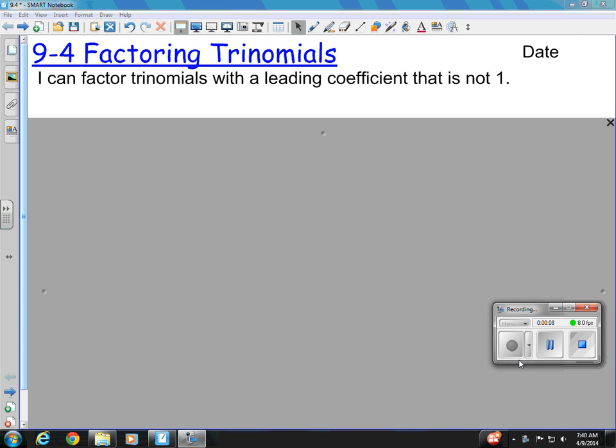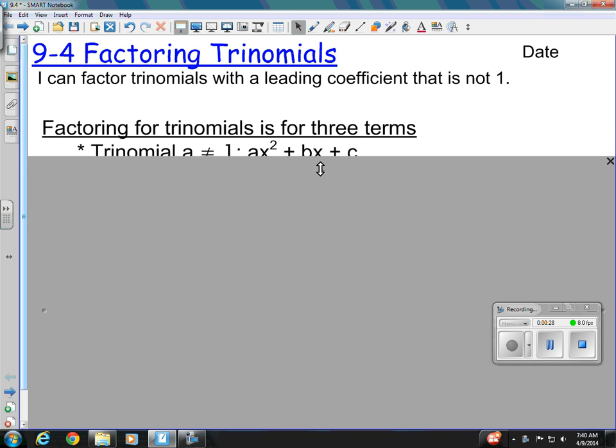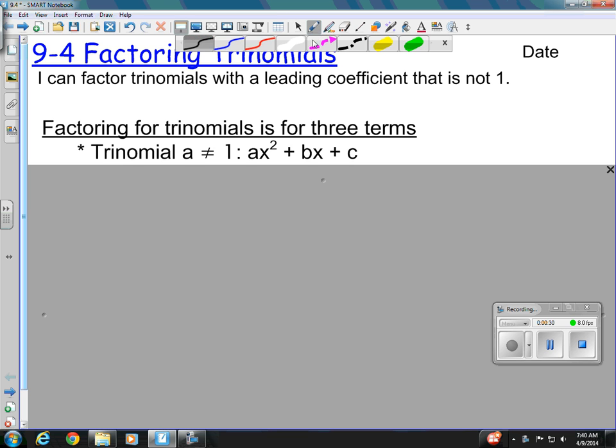And our target for today is that I can factor trinomials with a leading coefficient that is not 1. So far when we factored trinomials, they all had a leading coefficient of 1. Today they're not. So factoring trinomials is once again for 3 terms. The ones we look at today, in which our leading coefficient is not 1, look like this right here. We have ax squared plus bx plus c. So we're going to have a coefficient in front here today.